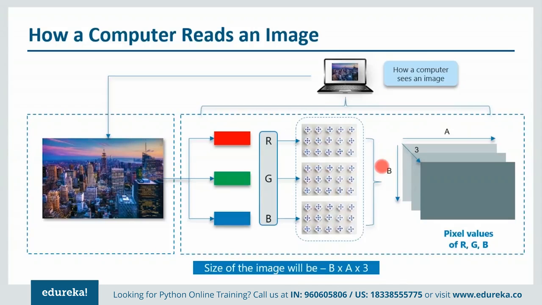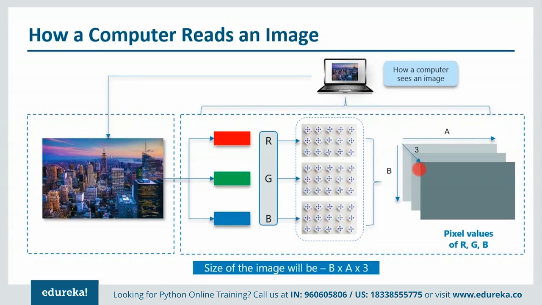So when I say that the size of an image is 700 cross 700 and it is a colored image, that means there are 700 rows, 700 columns, and there are three channels because it's a colored image. Similarly, if I say 300 cross 700, that means there are 300 rows and 700 columns, and if it's a colored image, there'll be three channels. Now, in the example which is there in front of your screen, we have an image which has a size of B cross A, and since it is a colored image, there'll be three channels.